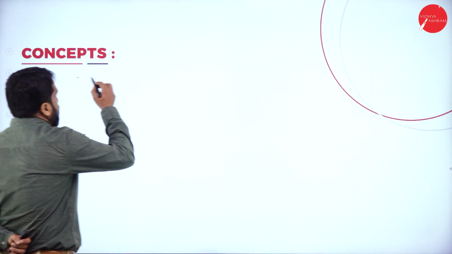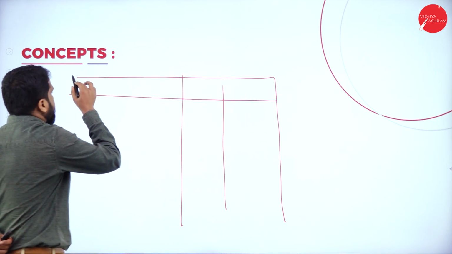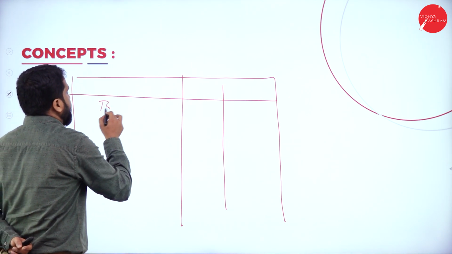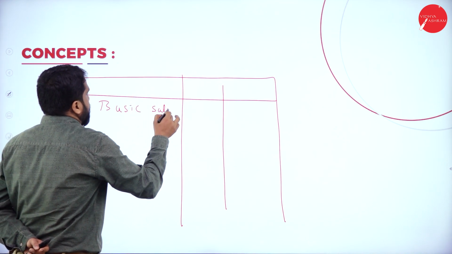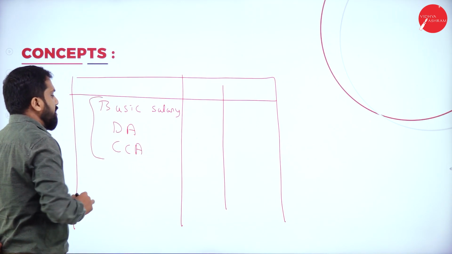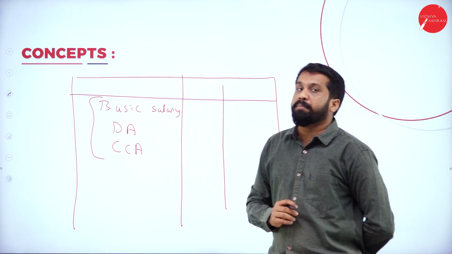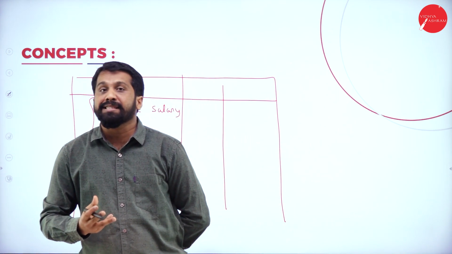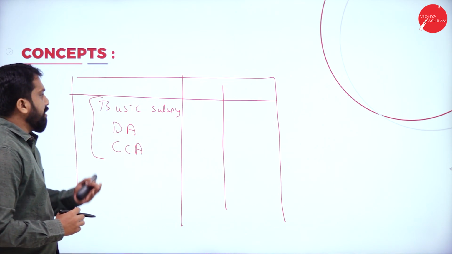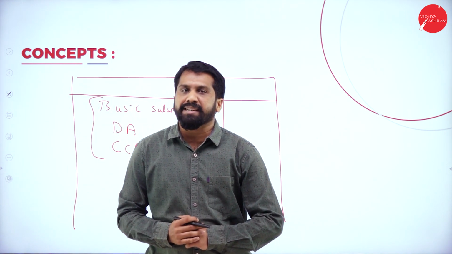Now, your computation of salary is very simple. We will prepare 3 columns. This will be the particular amount. In this, what will we write? Whatever basic salary they have: basic salary, DA, CCA. Remember these 3. Basic salary means, for example, your monthly salary is around 10,000 or 20,000. It is the net salary, not gross. 20,000 into 12 is your basic salary.